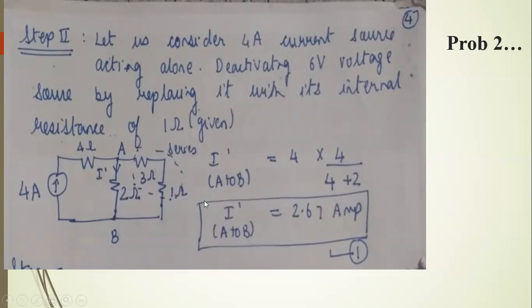I dash is the current flowing through the 2 ohm resistor when only the 4 ampere current source is activated and the 6 volts voltage source is deactivated. Let us proceed to step number 3.